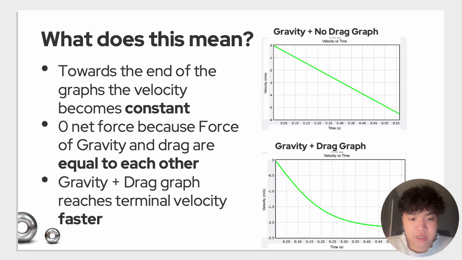So, what does this all mean? Towards the end of the graphs, the velocity becomes constant. And there's zero net force because the force of gravity and drag are equal to each other. And the gravity and drag graph reaches a terminal velocity faster. As you can see here on the bottom right, it does look like it's going at a much faster pace than the no drag graph.